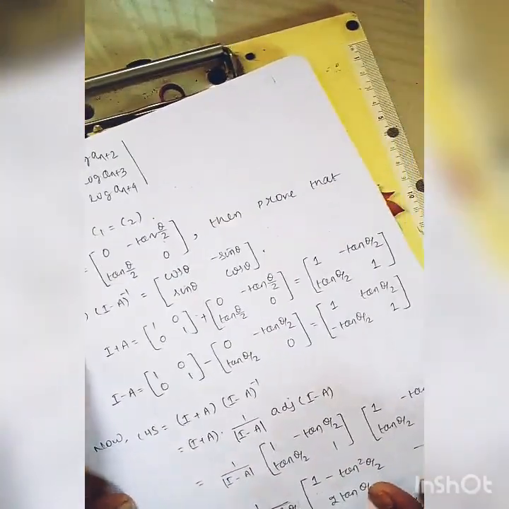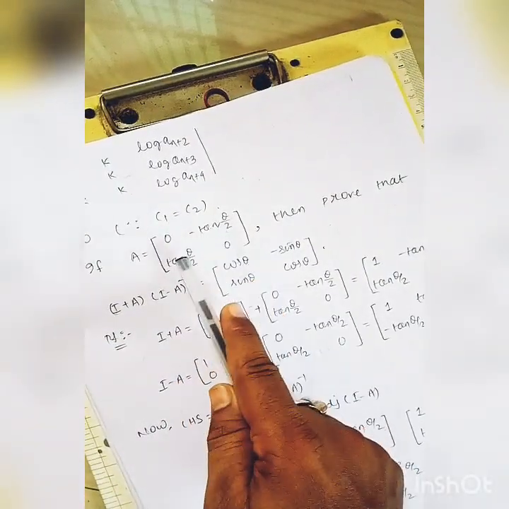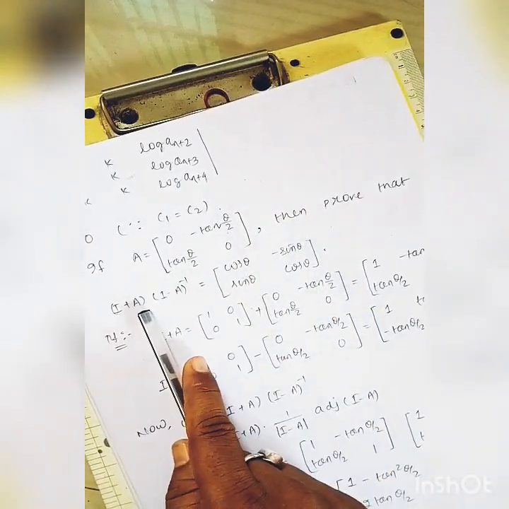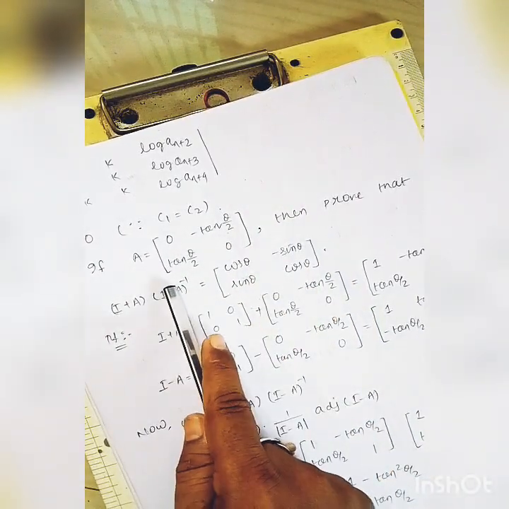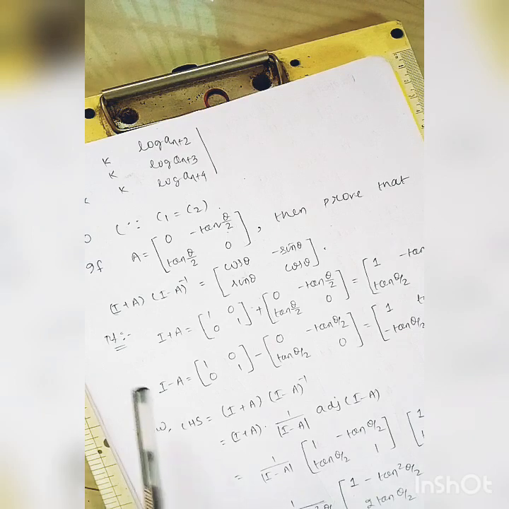Another question. If A equals the matrix 0, minus tan theta by 2, tan theta by 2, 0, then prove that (I plus A) into (I minus A) inverse equals the matrix cos theta, minus sin theta, sin theta, cos theta, where I is an identity matrix of order 2.